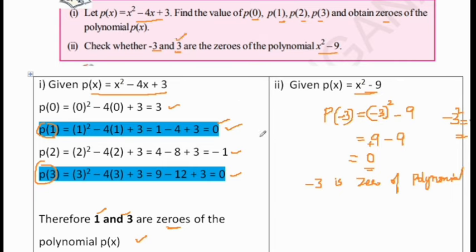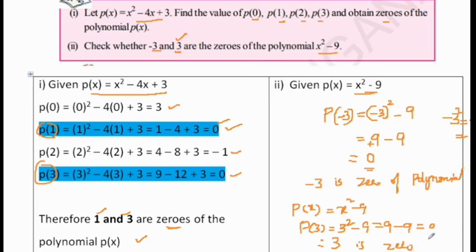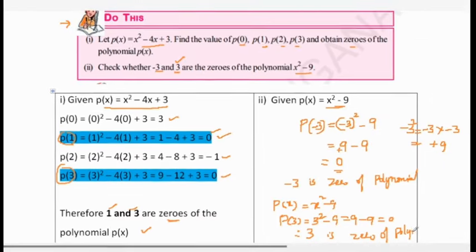Also we have to check with plus 3. So P of x is x square minus 9 and P of 3 will become 3 square minus 9. 3 square value is 9, 9 minus 9 is 0. Therefore 3 is also a zero of the polynomial. So in this question both minus 3 and plus 3 are zeros of the polynomial.